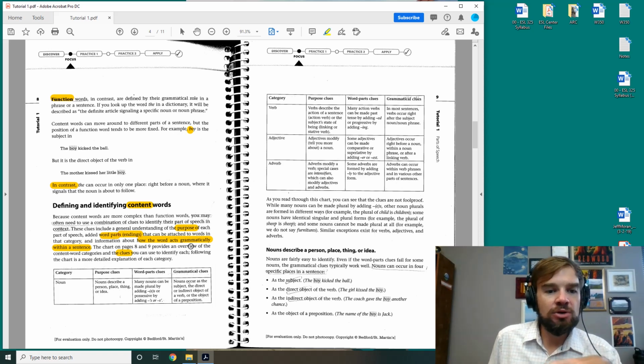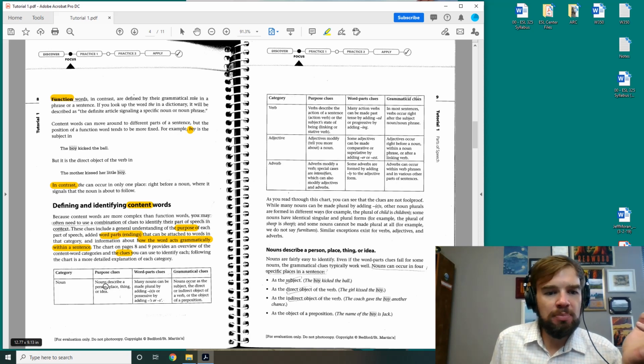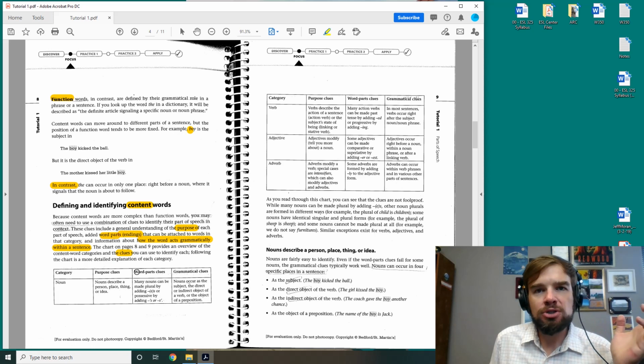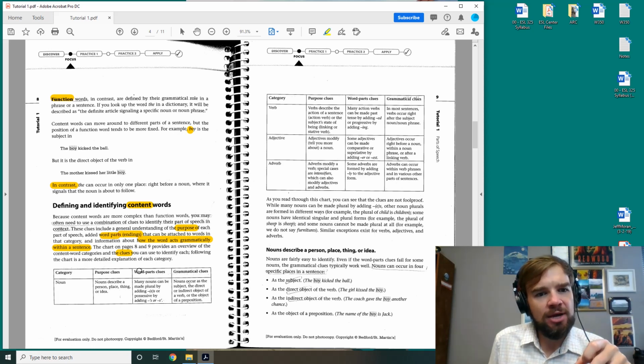So the following chart is a more detailed explanation of each category. So we'll start with the nouns here, right? So purpose clues. What do nouns do in a sentence? Well, they describe a person, place, thing, or idea. Now, word part clues. What are some parts of a word? If you look at a word, how it looks on the page, there are some clues that you can use to figure out if it's a noun.